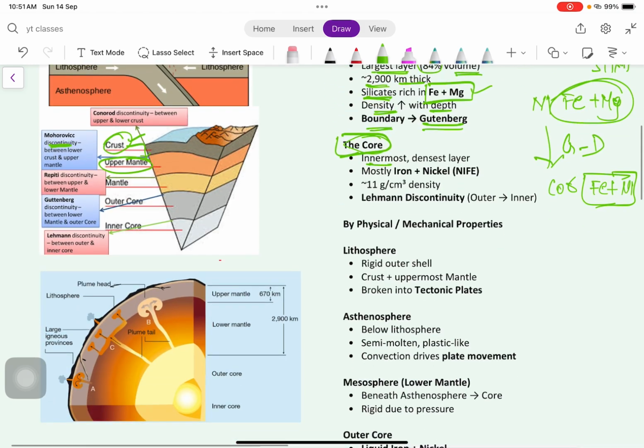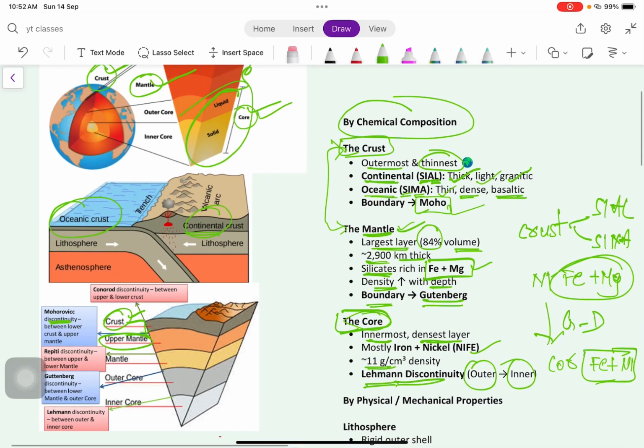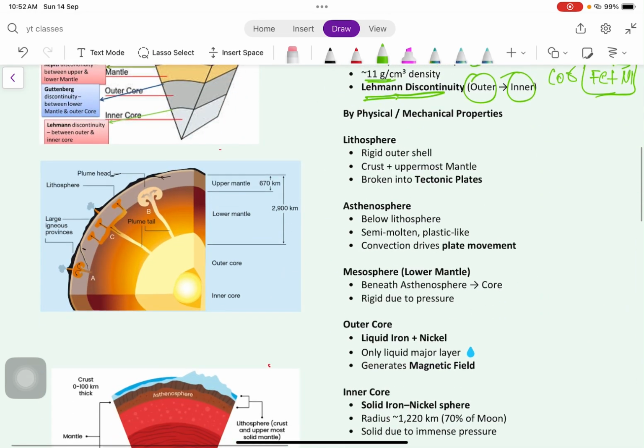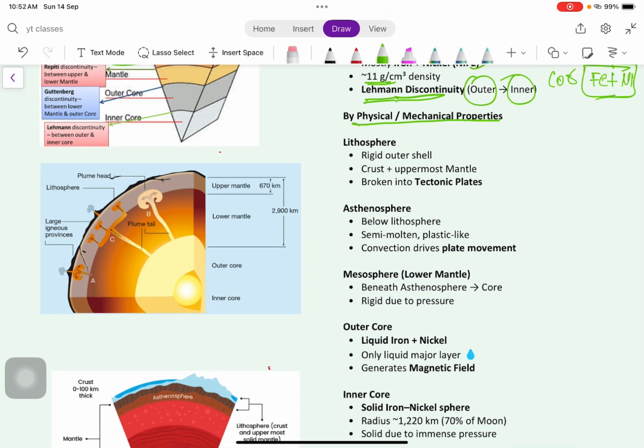So the core is the innermost and the densest layer, mostly made up of iron and nickel, with a density of about 11 grams per centimeter cube. The core is also divided into two components, the outer core and the inner core. The outer core is mostly liquid and the inner core is purely solid, and the discontinuity between the outer core and the inner core is called the Lehman discontinuity. So after seeing the different layers of the earth based on the chemical composition, we will see the different layers based on the physical and mechanical properties of the earth.